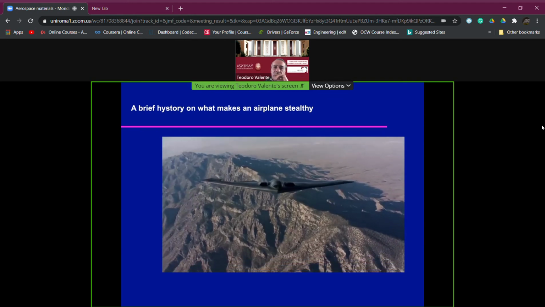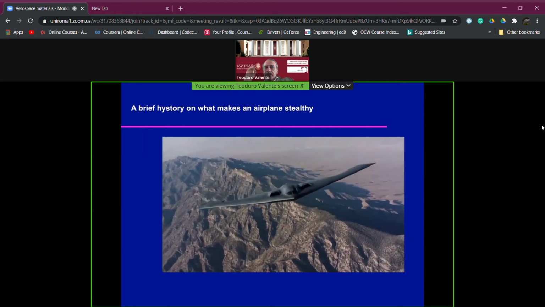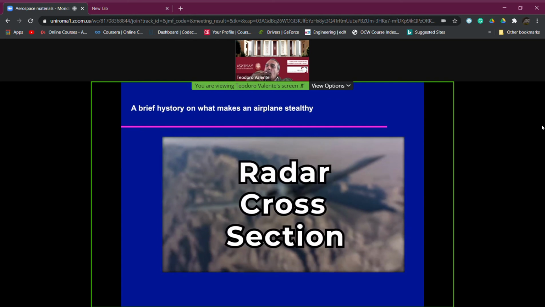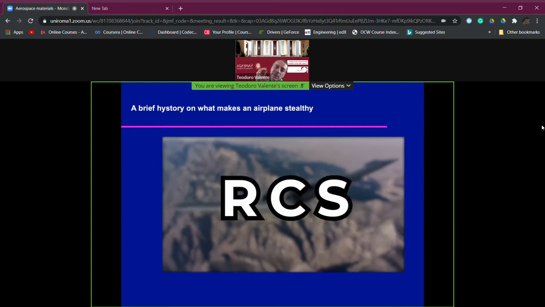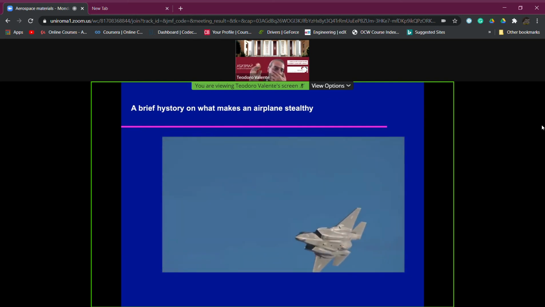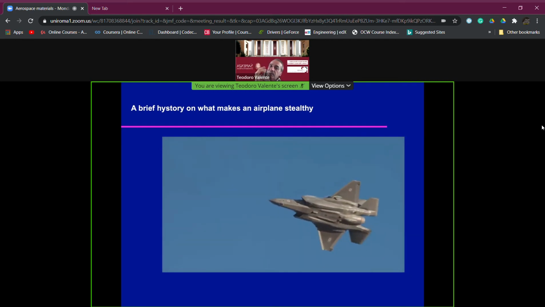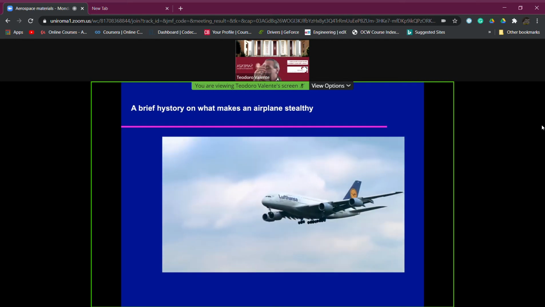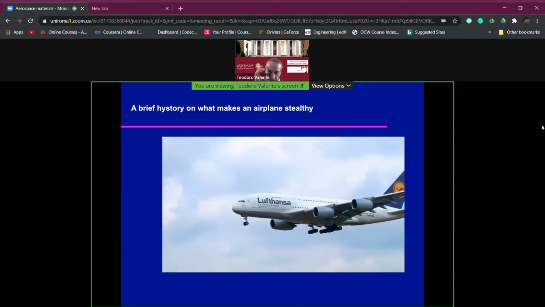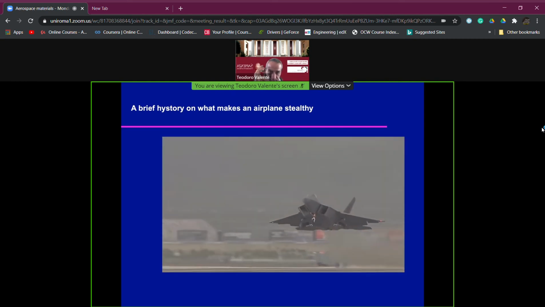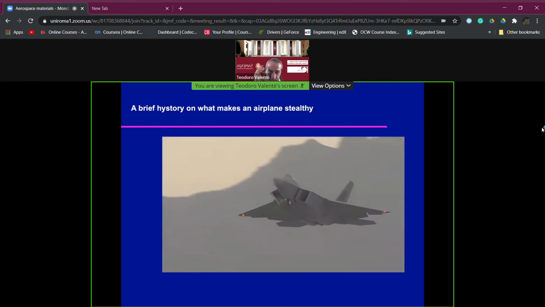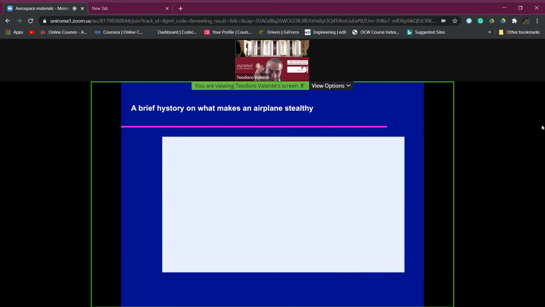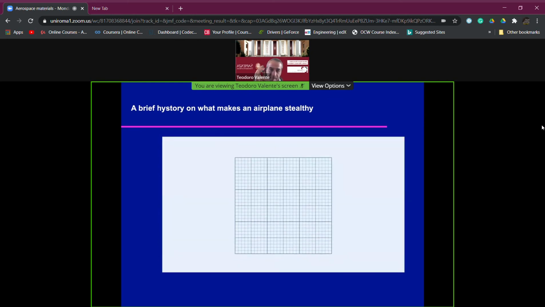Stealth is able to combat systems like this by optimizing something known as the radar cross-section, or RCS. The RCS is a measure of how detectable an object is by radar. Objects with a large radar cross-section will be easy to detect, while objects with a low radar cross-section will be much, much harder. The RCS is given in units of meters squared.